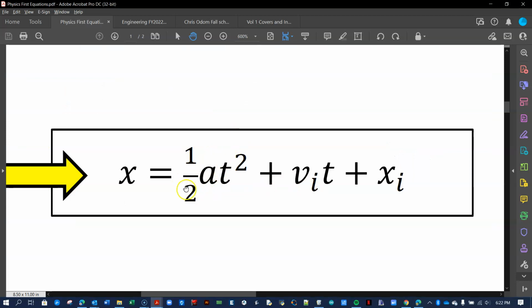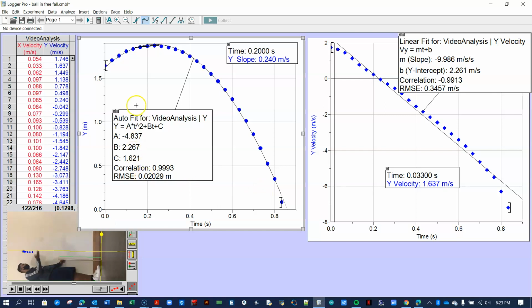So let's take a look at this equation here, and let's compare it to the equation on Logger Pro. So this middle term, the term that is attached to the t, is going to be our initial velocity. And we can see that the initial velocity, this bt, that's my coefficient for t, and that b is 2.267 meters per second. Alrighty, and that's our initial velocity.